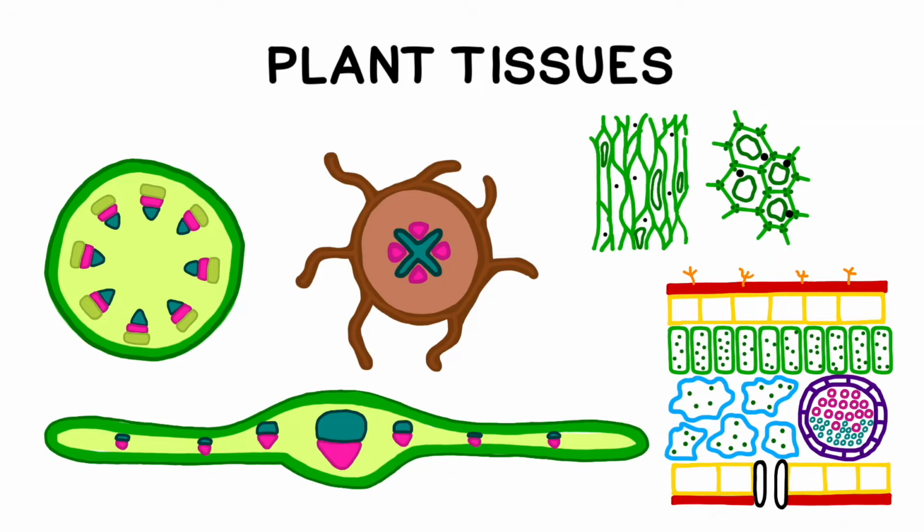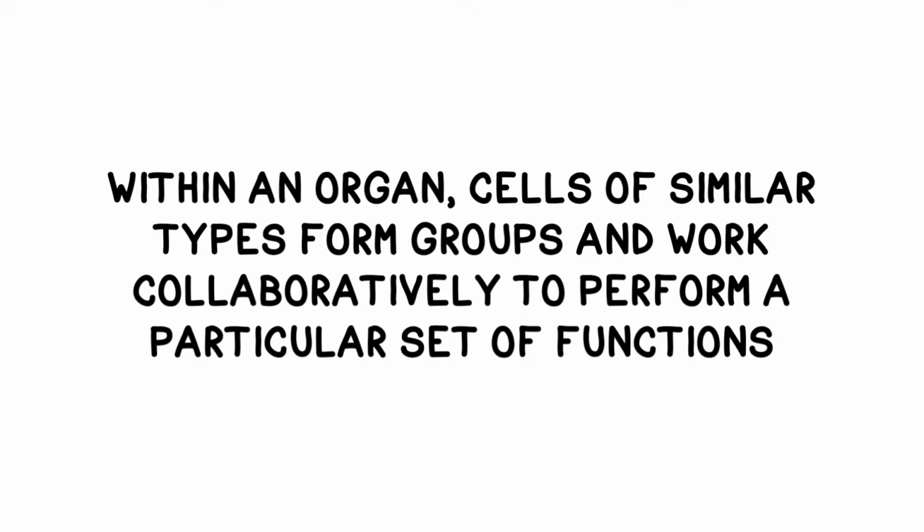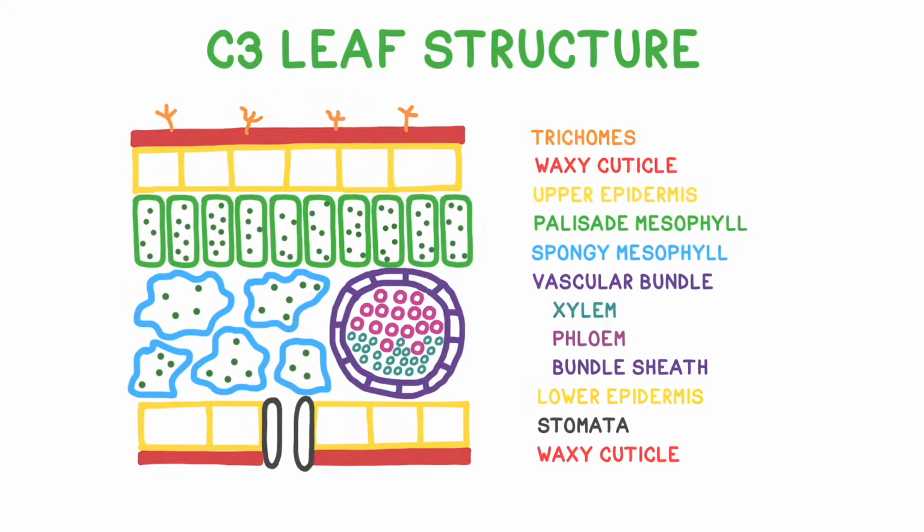Plants consist of organs, tissues, and cells. Each of them has a specific structure that allows them to perform a particular set of functions that help the plant to survive. Within an organ, cells of similar types form groups and work collaboratively to perform a particular set of functions. Just as in animals, we call these groups of similar cells tissues.